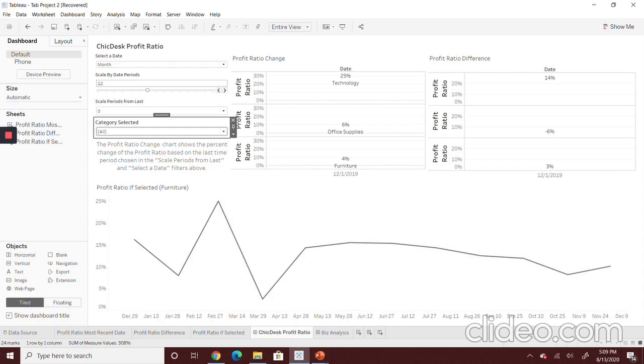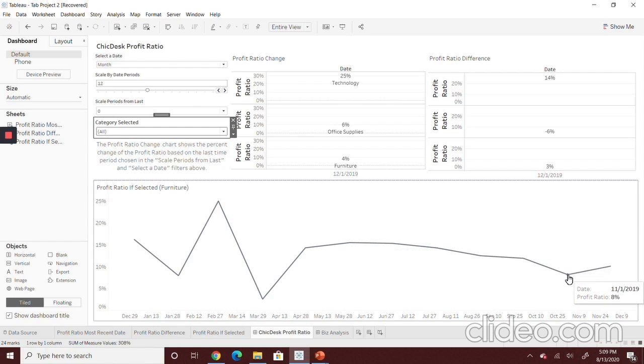Furthermore, the point of this data visualization dashboard is to dig deeper into the possibility of ChicDesk cutting one of their product categories to slim down the company. This is in an attempt to mitigate the problem of the constant decrease in profit ratio in the second half of 2019, that at one point decreased by 50%, which you can see here.